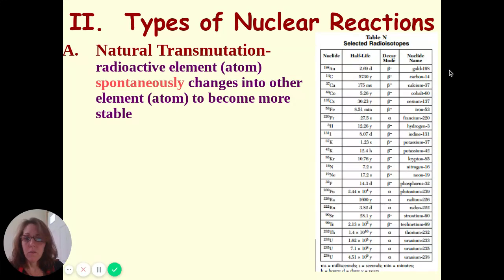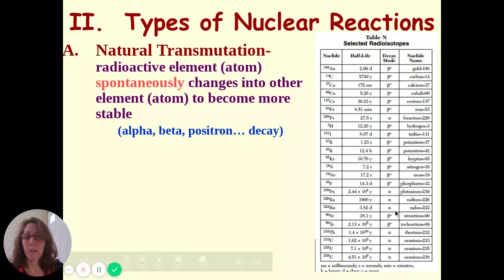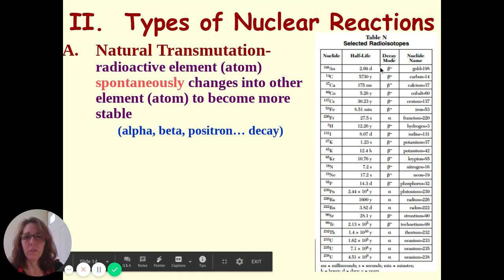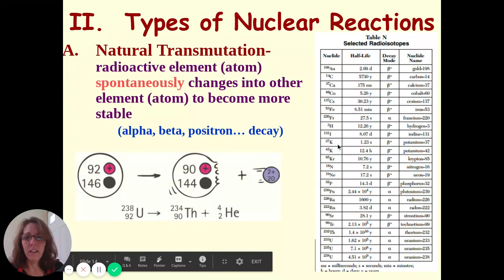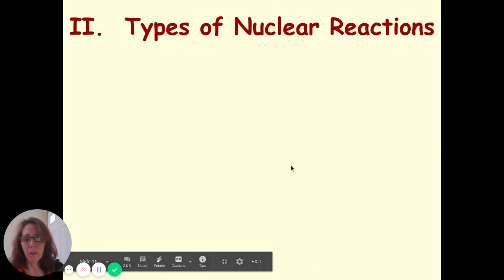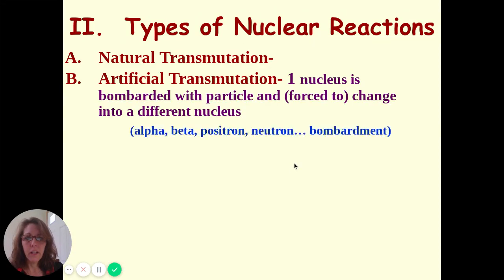So table N just gives you an example of some of the radioactive isotopes or radioisotopes. They can give off a beta, an alpha, a positron to make them decay into something more stable. Again, those particles you see on table O. And here's an example of one. So your uranium turned into a thorium, and it gave off this He, helium, or alpha particle.